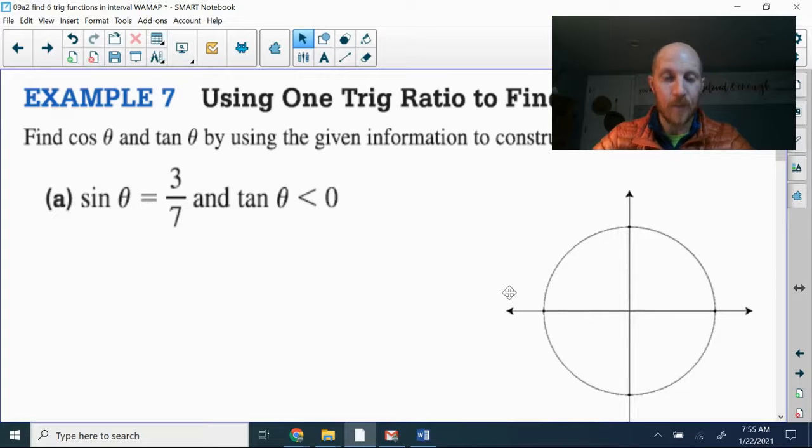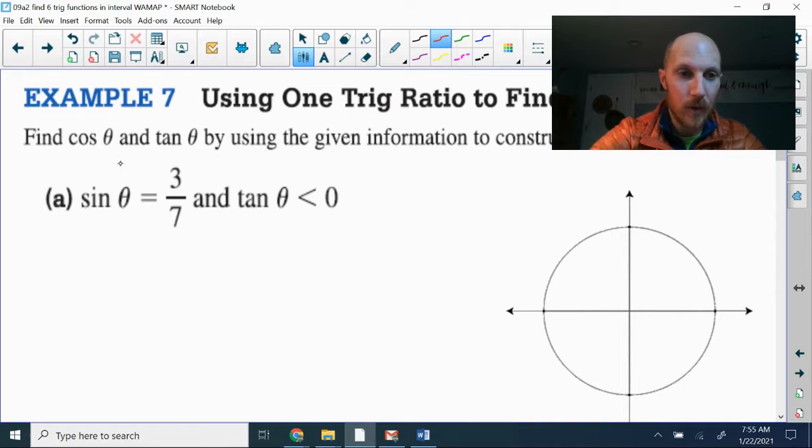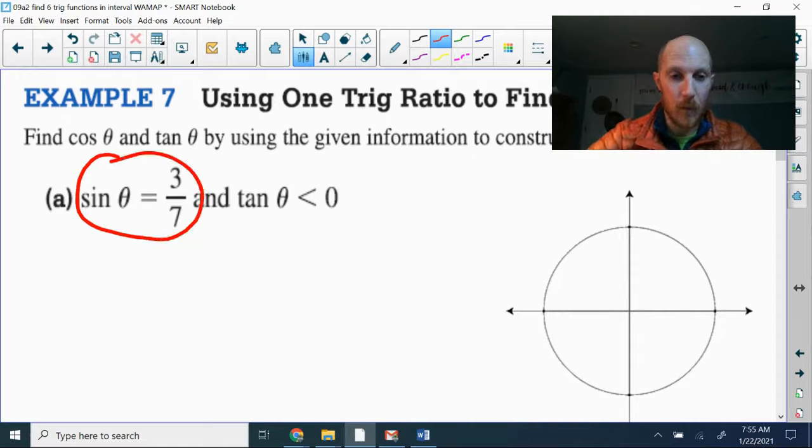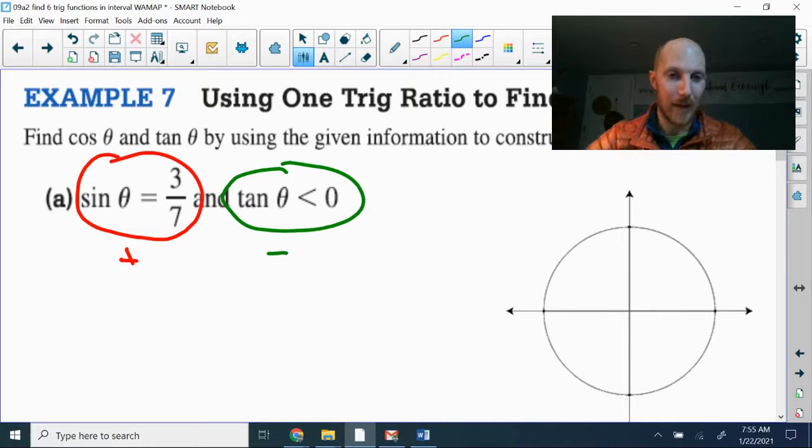Construct a reference triangle. So first thing we have to do is figure out which quadrant we're going to be in. Then we can draw a reference triangle and go from there. So in order to determine the quadrant, we need to know the signs, positive or negative, of the trig ratios that we're given. So sine of theta is 3/7. We'll use those numbers in a minute, but to start with, we just need to know that sine is positive. Tangent, it says, is less than 0. That's going to be negative.